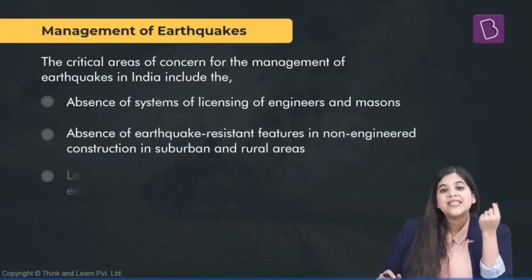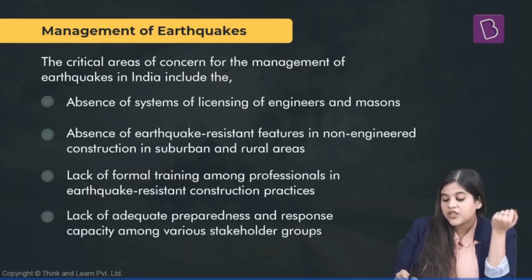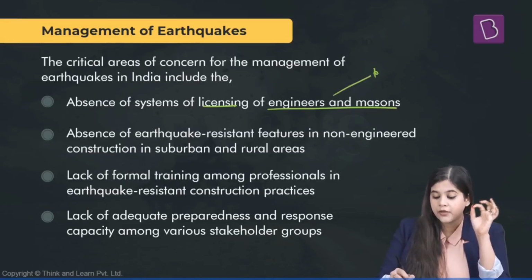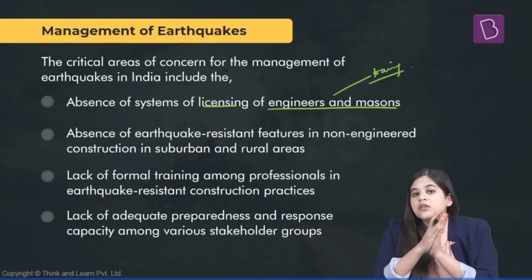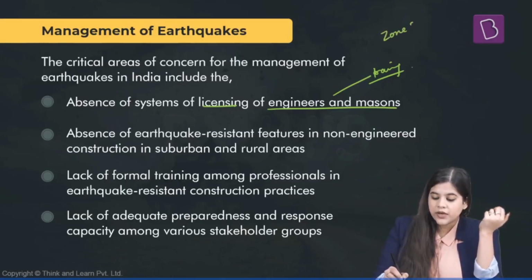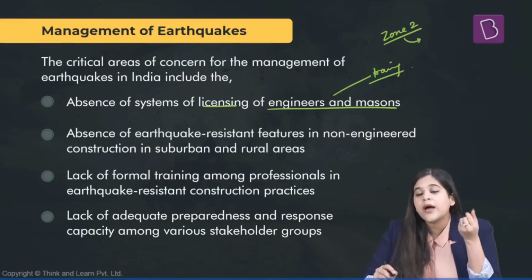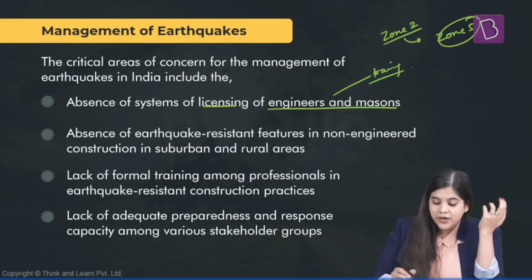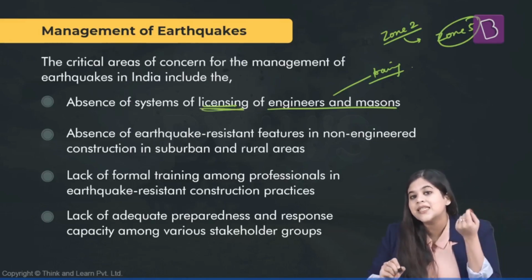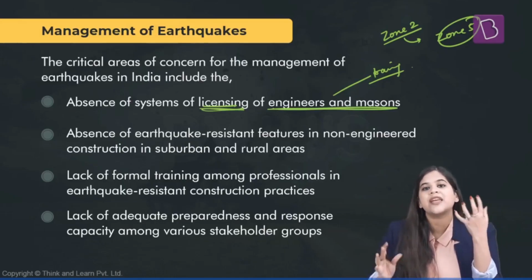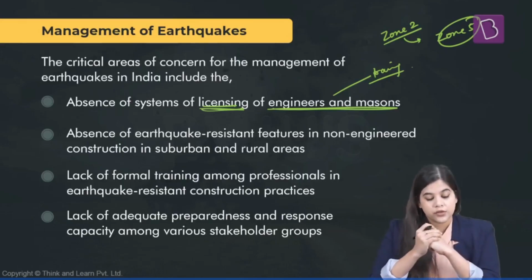Also, we do not follow any system of licensing of engineers and masons. So, they do not have any particular training regarding the construction requirements in various areas. For example, in the Zone 2 area, the requirements of earthquake resistant buildings might not be as strict as those being followed in Zone 5 areas. But because we do not follow any licensing system amongst engineers and masons, they are also not aware of any such discrepancies between the areas.